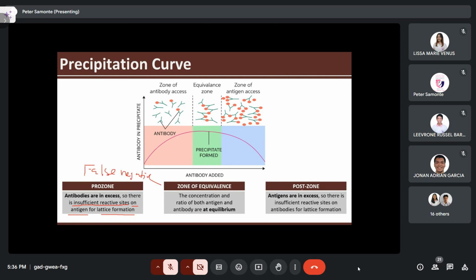While if there is a post zone naman class, this time antigens are in excess. Meaning class, there would be insufficient reactive sites naman on your antibodies for lattice formation. So walang sapat na reactive site sa antibodies nyo due to having too many antigens. And the best one, the zone of equivalence class. This is wherein the concentration and ratio of both antigen and antibody are equal or at equilibrium. Here class, there would be the formation of a precipitate. Both prozone and postzone class would again lead to false negative results.